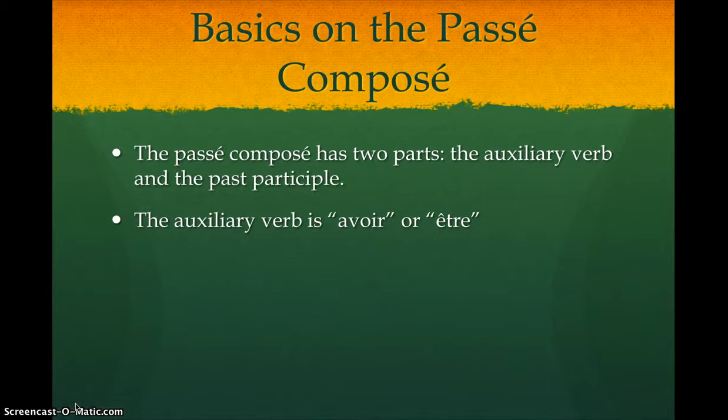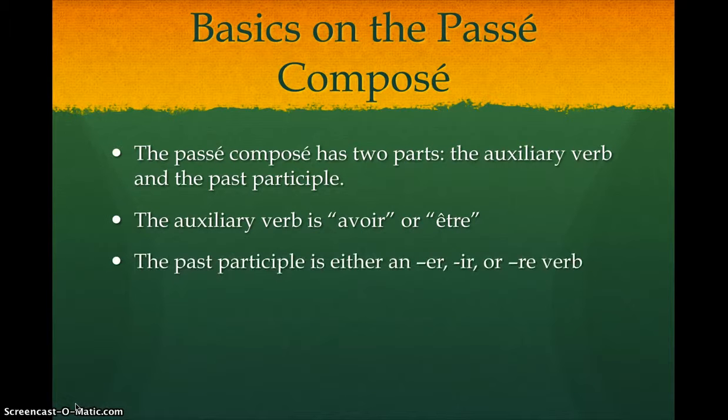The auxiliary verb is avoir or être. The auxiliary verb is also the conjugated verb because avoir and être are both conjugated. The past participle, the second part, isn't conjugated. How about this one, however, is definitely conjugated. It's just a regular conjugation of j'ai, tu as, il a, nous avons, vous avez, ils ont, or je suis, tu es, il est, nous sommes, vous êtes, ils sont.